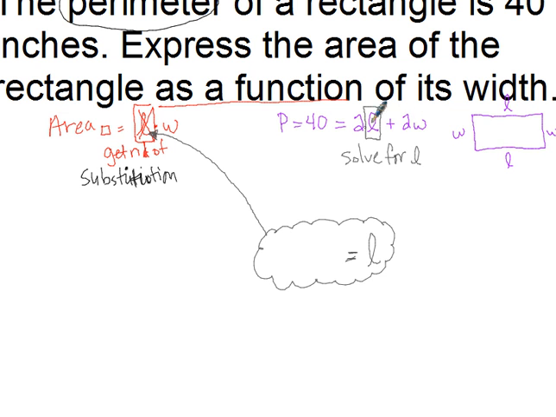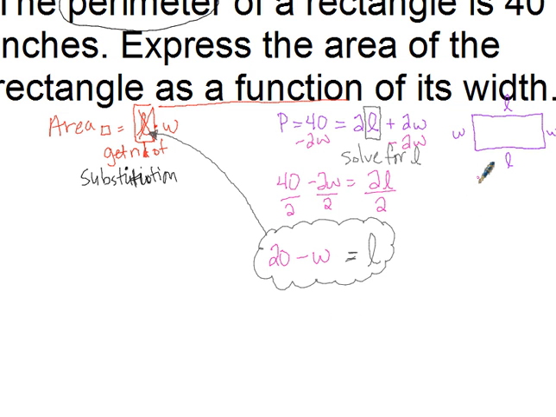So let's go ahead and solve this equation for L. The first thing we're going to do is subtract 2W from both sides. That gives us 40 minus 2W is 2 lengths. Now I've got to get rid of this 2, so I'm going to divide everything by 2. Every part gets divided by 2. And I figure out that my length is 20 minus whatever the width happens to be.